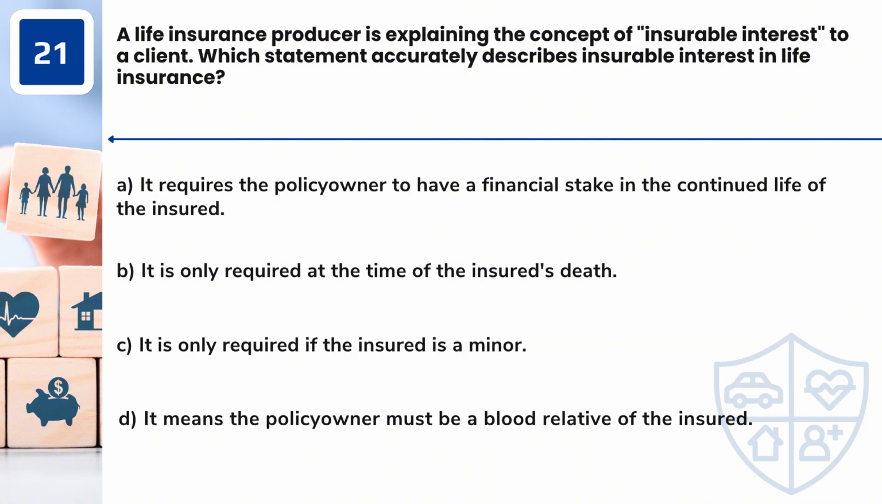Question 21. A life insurance producer is explaining the concept of insurable interest to a client. Which statement accurately describes insurable interest in life insurance? A. It requires the policy owner to have a financial stake in the continued life of the insured. B. It is only required at the time of the insured's death. C. It is only required if the insured is a minor. D. It means the policy owner must be a blood relative of the insured.